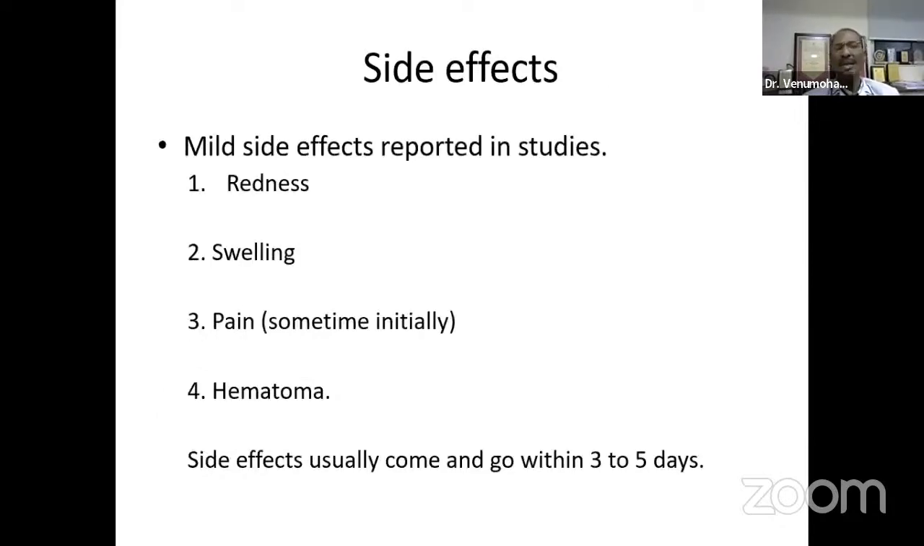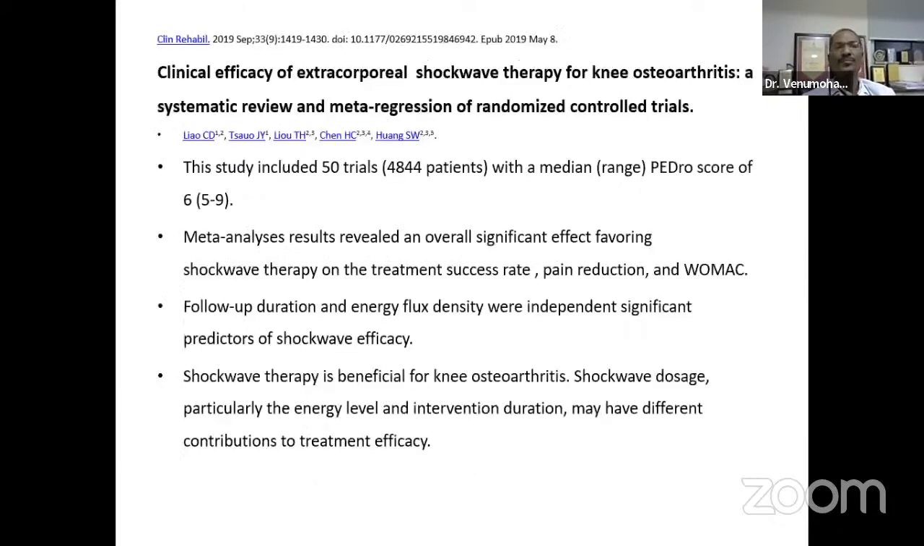Now coming to the side effects, because extracorporeal shockwave produces inflammation, you can see the inflammatory signs: redness, swelling, sometimes a momentary increase in the pain, sometimes you see hematomas, and they generally subside in 3 to 5 days.